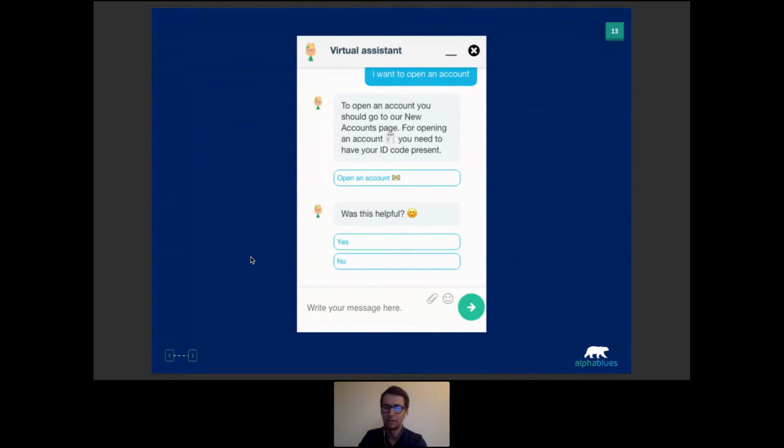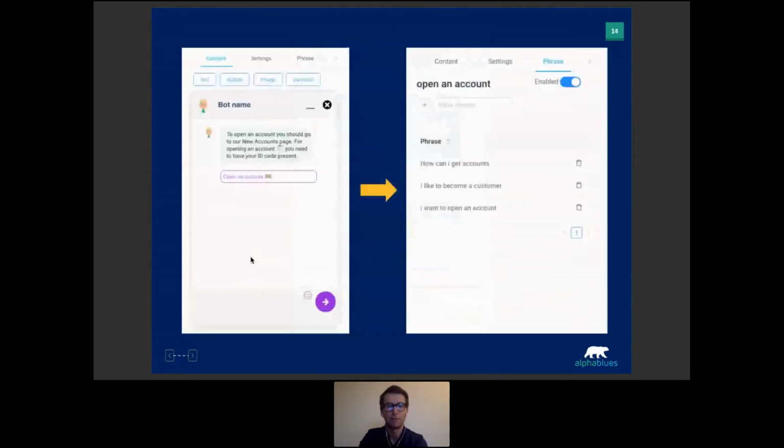So how it happens in the back end is that you have the bot with the answer about opening an account. But then, with this intent, you have phrases attached to it. So you have trained the bot with those phrases. How can I get accounts? I'd like to become a customer. I want to open an account. And these are just three phrases that we've inserted to the bot, and told the bot that if somebody asks something like this, then you should answer with the answer that's on the left side. So, how to open an account.